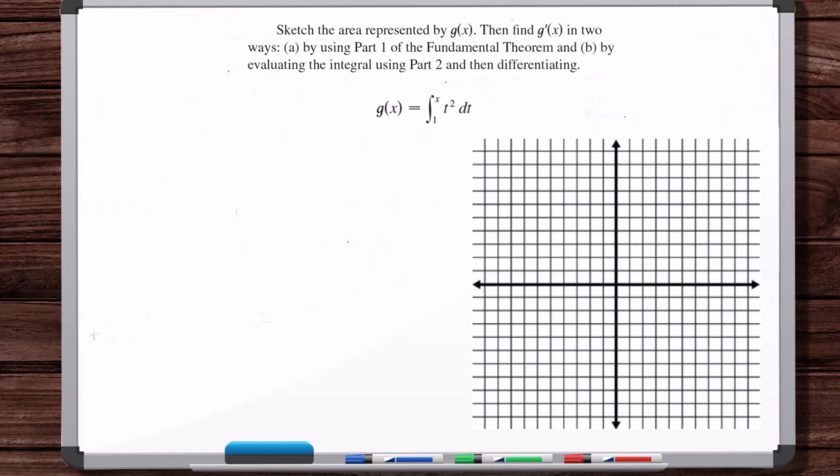In this video, we're going to work an array of example problems related to the fundamental theorem of calculus. The problems are going to be related to either part 1 or part 2 of the fundamental theorem. All right, let's get started.